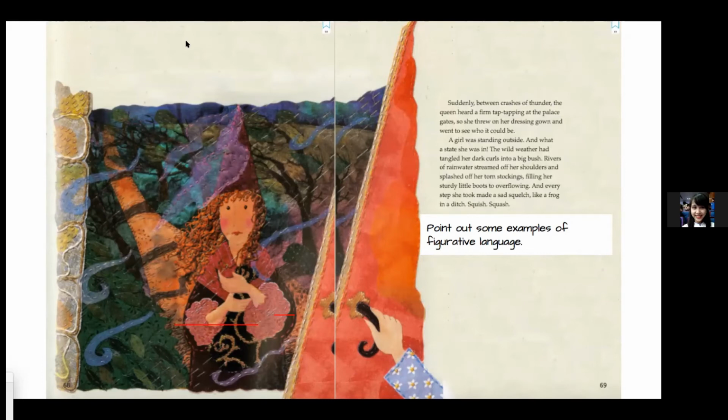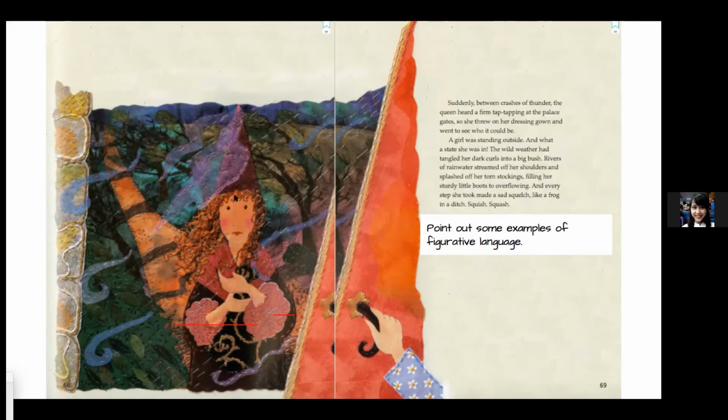And what a state she was in. What kind of figurative language would that one be? An exclamation. Nope. Figurative language is things like similes, metaphors, hyperbole, personification, idioms, things like that. The wild weather had tangled her dark curls into a big bush. And what kind of figurative language is it? Metaphor. Okay, so what two things are being compared there? Her dark curls and a big bush. Okay. All right, thank you.